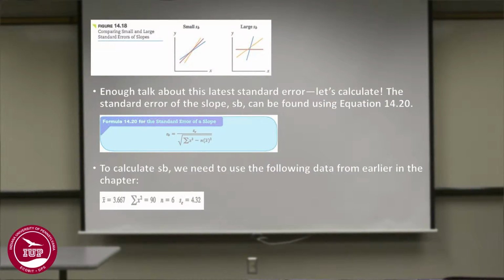Enough talk about this latest standard error. Let's calculate. The standard error of the slope, or Sb, can be found using equation 14.20. To calculate Sb, we need to use the following data from earlier in the chapter.